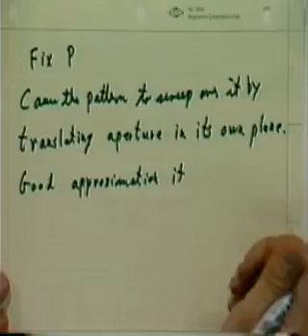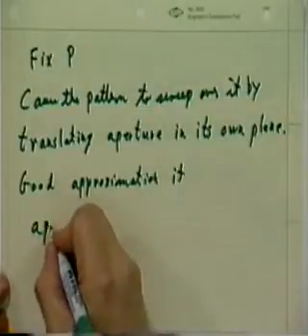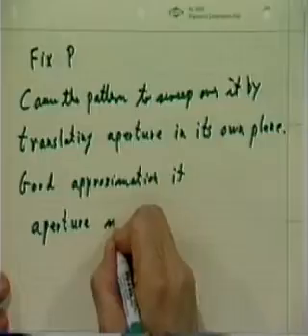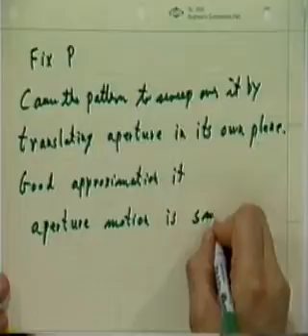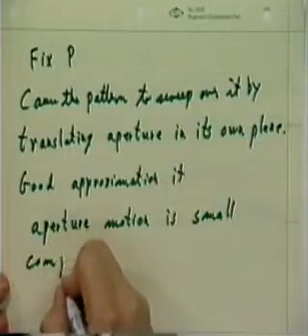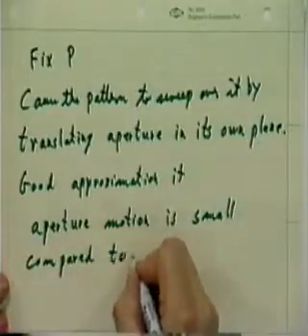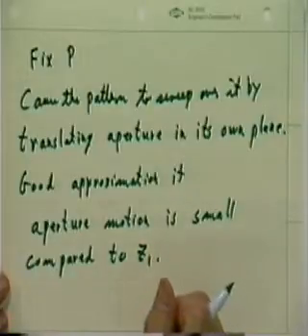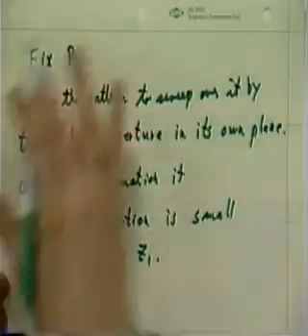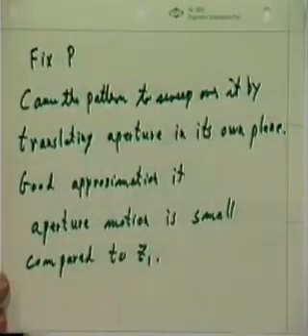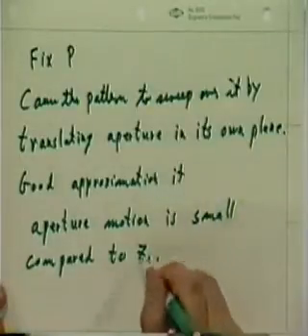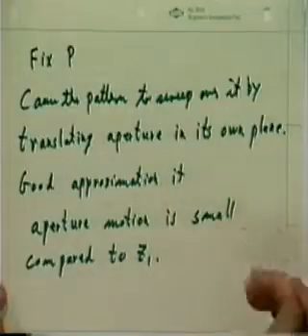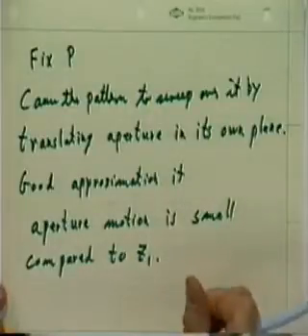If aperture motion is small compared to Z1. And I think if you go to Goodman's book, he avoids this problem entirely by making Z1 infinite, and saying we're illuminating the aperture with a plane wave. But I don't want to restrict ourselves to that. I'm just going to say that Z1 is large compared to how far we move the aperture.